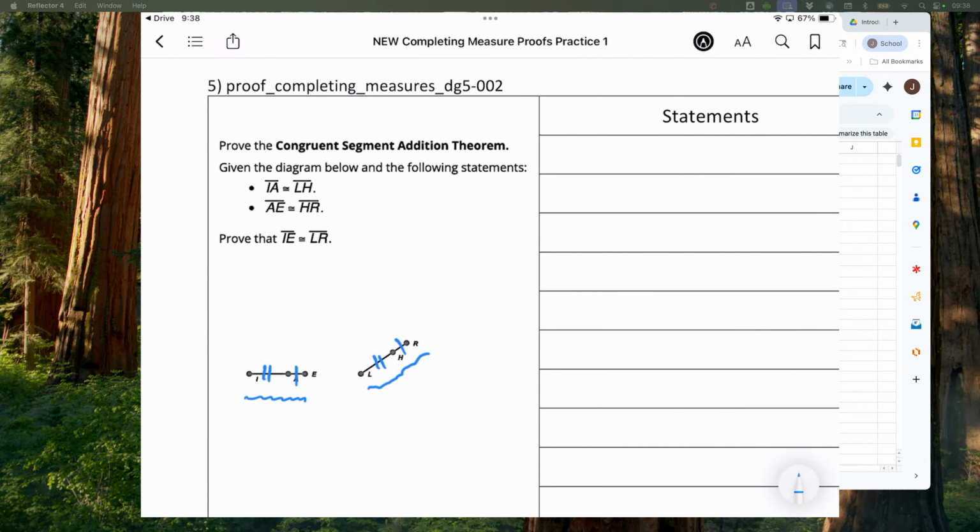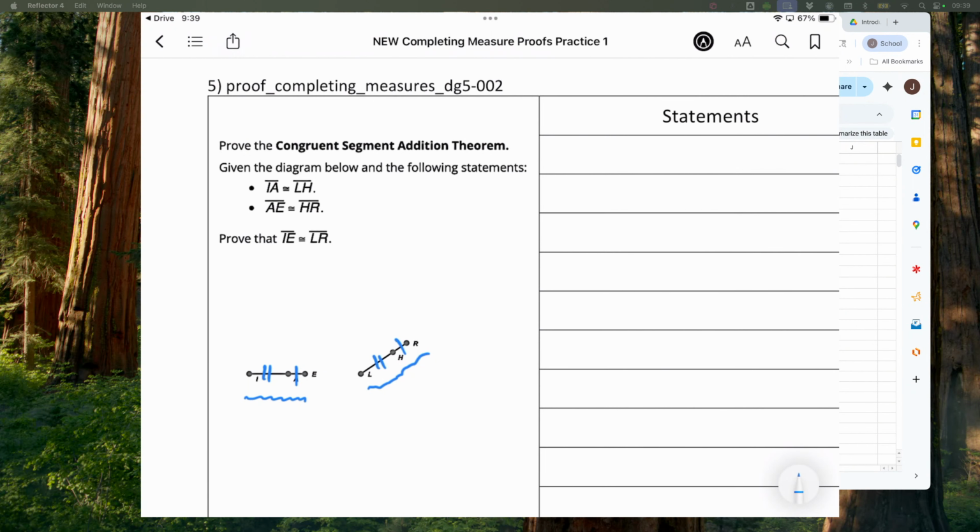So if we think about the way we can do that, we can say, oh look, they both have a 2 segment, they both have a 1 segment. If I add the 2 and the 1 together, I get 3 on both of them. So if I add the parts up to make a whole, those two wholes are equal. And so that's the way we're going to go about this one.